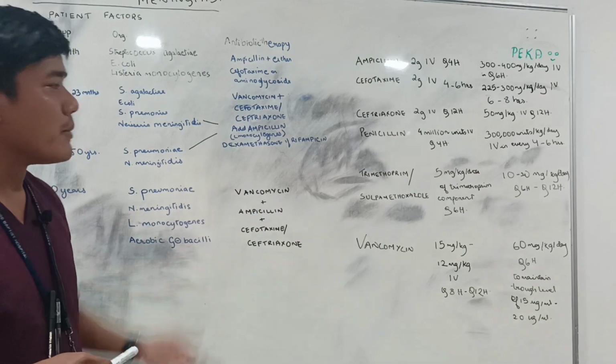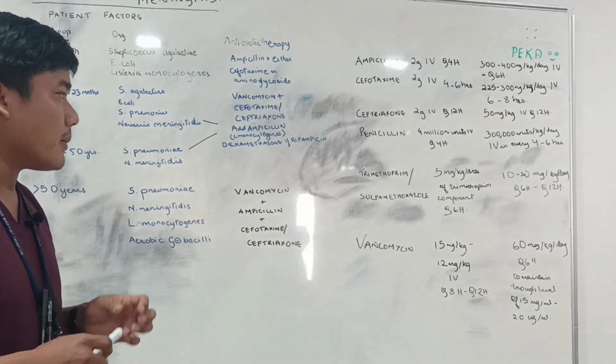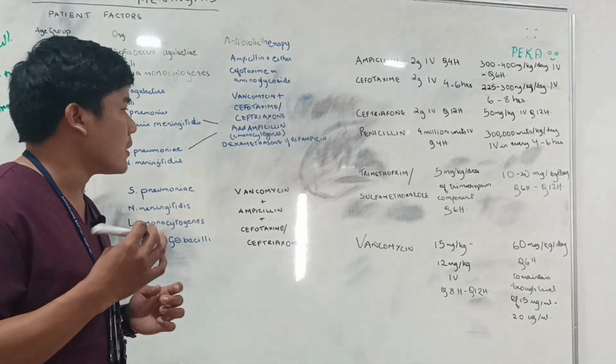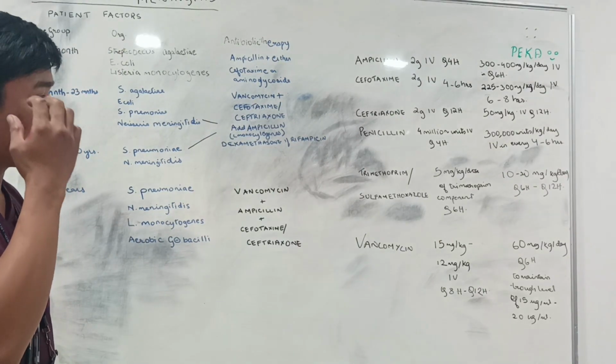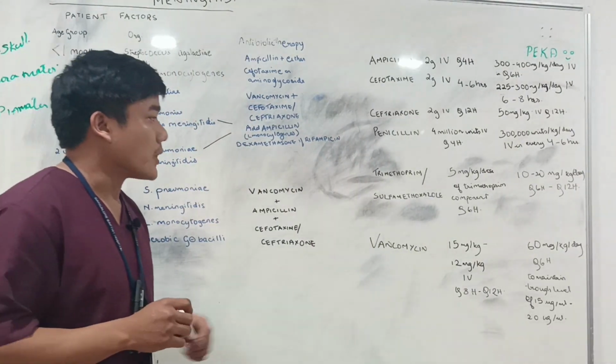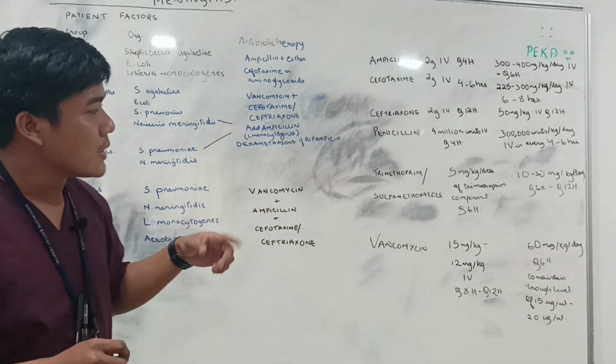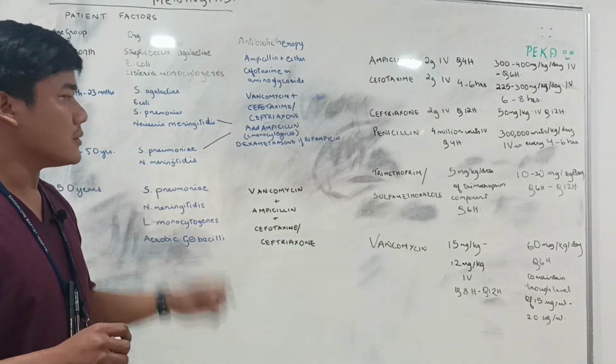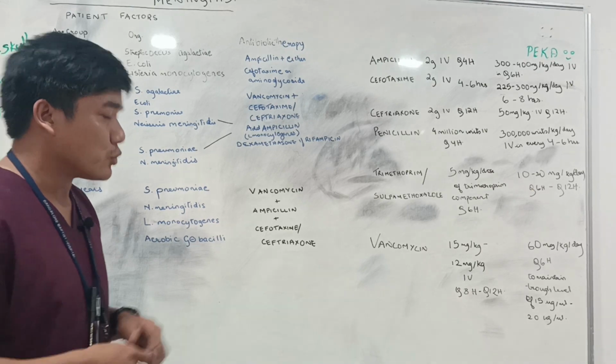Trimethoprim and sulfamethoxazole: 5 microgram per kg per dose of the trimethoprim component every 6 hours. So 10 to 20 grams in the pediatric dose per kg, every 6 to 12 hours.